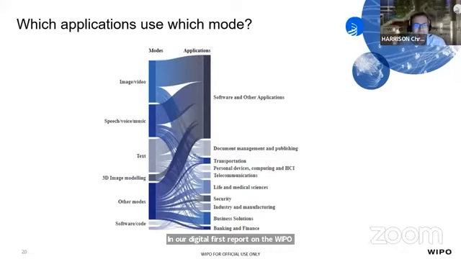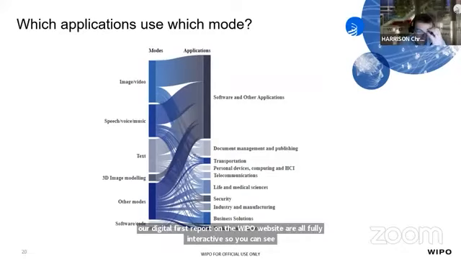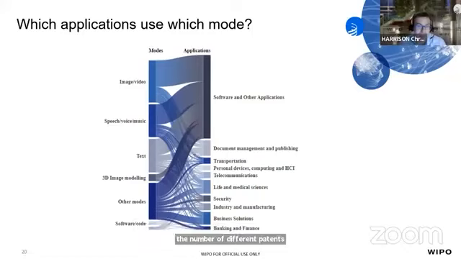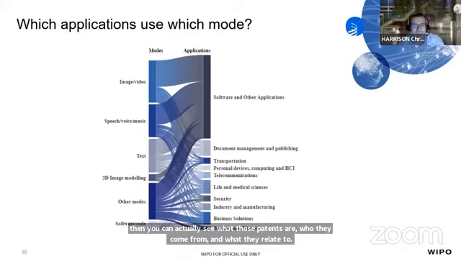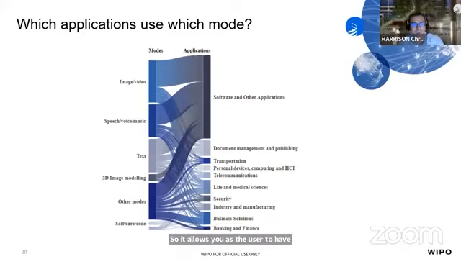So you can see the number of different patents in, for example, the transportation area that are using different types of inputs in the different modes. And then you can actually see what those patents are, who they come from, and what they relate to. So it gives you, the user, the power to say, I'm interested in a certain area. What do I want to drill down and uncover?